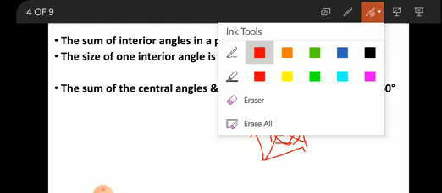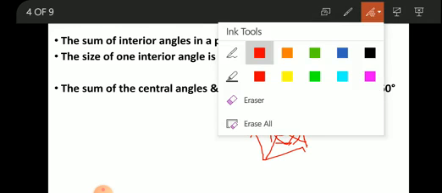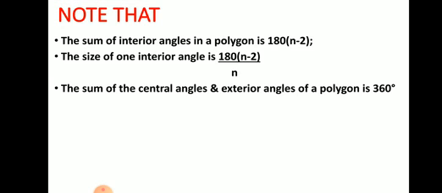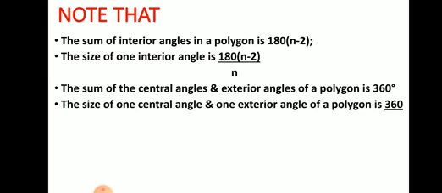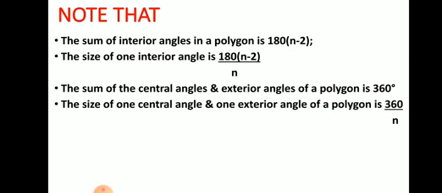So let's continue. If I want to get the size of one central angle, I gave you the sum to be 360, but if it is one central angle or one exterior angle, that means the green that I showed you the other time, one of them will be equal to 360 divided by n, or n can be 5, n can be 6, depending on the number of sides.